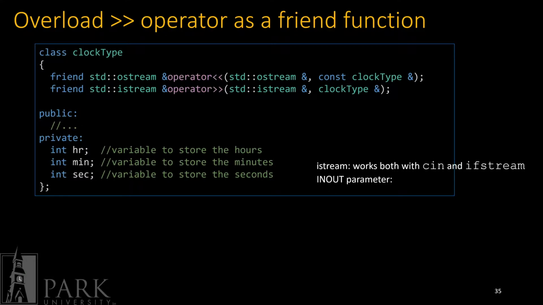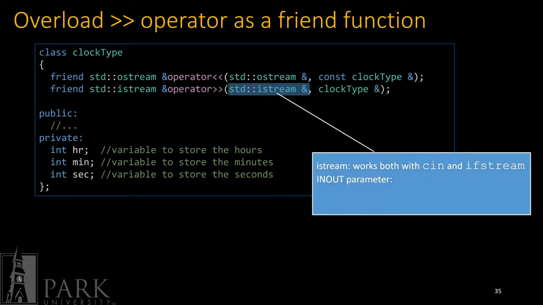Just like the output operator, we can overload the input operator as well. So let's look at how to do that as a friend. Here's the declaration, and you can see it's very similar to the output operator. The first parameter is an istream type, so it can work with both cin and any input file stream objects. The input stream parameter is also an in-out type and thus needs to be passed by reference.